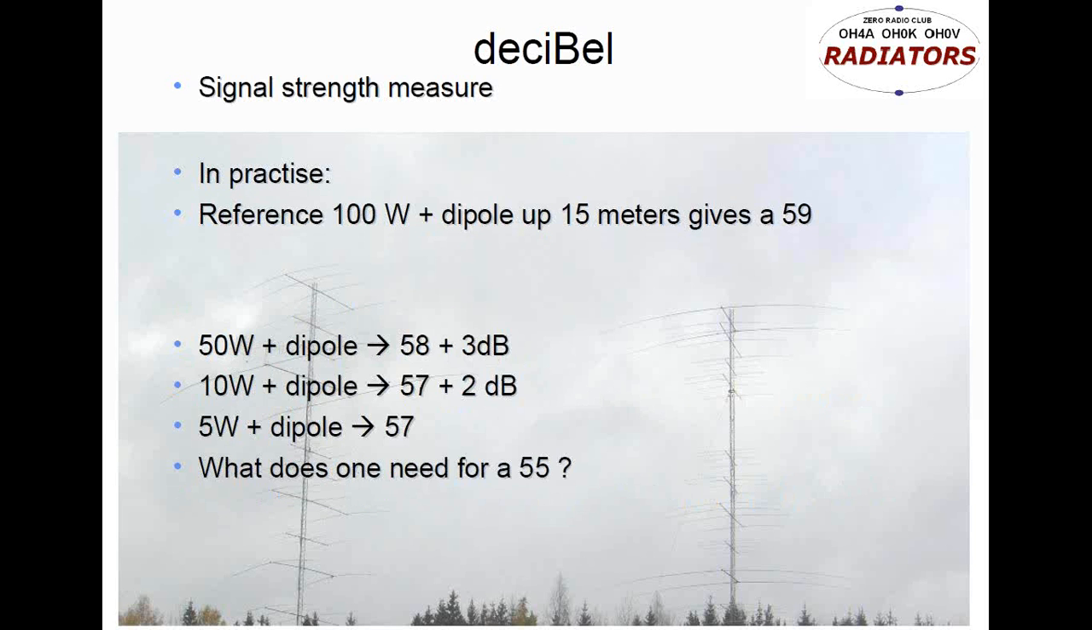Looking in the other direction, if we would be transmitting just 10 watts to the same 15-meter high dipole, we would be getting a 5.7 plus 2 decibel signal. But how about a 5.5 report? What would be required? It's just below 400 milliwatts. And the guy is still audible if he was showing a 5.9 report with 100 watts with his dipole up 15 meters.